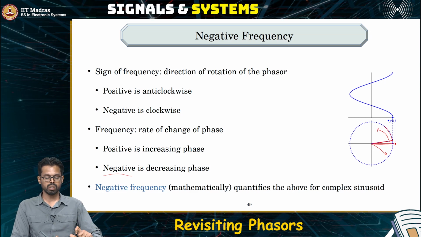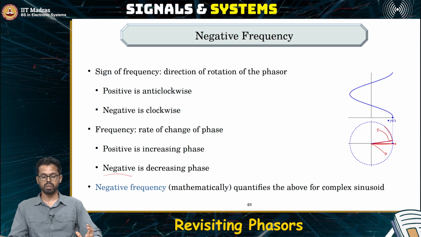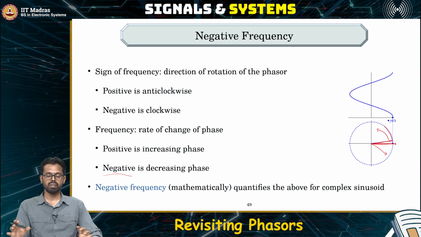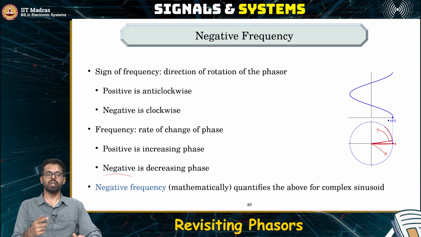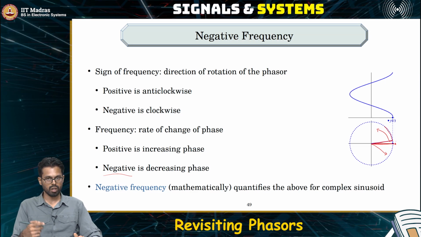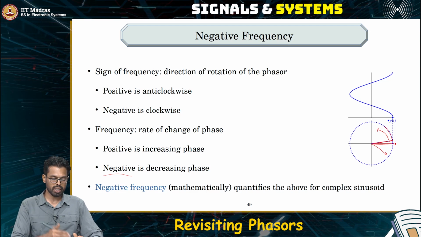So negative frequency does not really mean that there is something which goes back in time. No, that's not the meaning of negative frequency. Negative frequency is only this direction of rotation of this phase. That is, does the phasor rotate in clockwise direction or anti-clockwise direction? Does the phase of the signal increase or decrease?